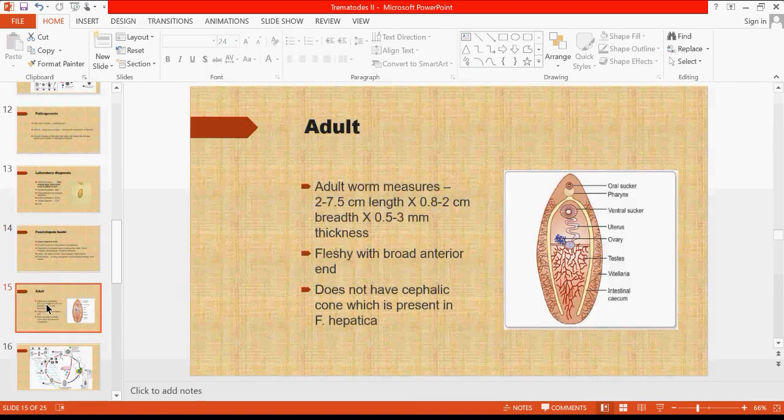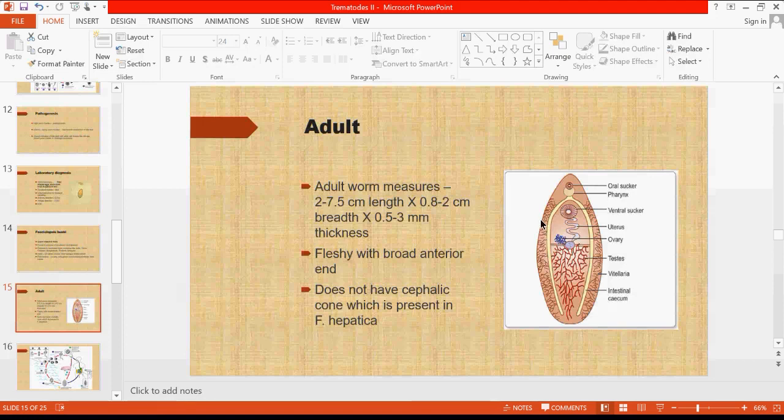Now the adult Fasciolopsis buski is around 2 to 7.5 centimeters in length. So this is the longest worm compared to the hepatic fluke. The hepatic fluke is small, about 3 centimeters, but here it is about 7 centimeters in length, the breadth is only about 1 to 2 centimeters, and the thickness is about 0.5 to 3 millimeters.